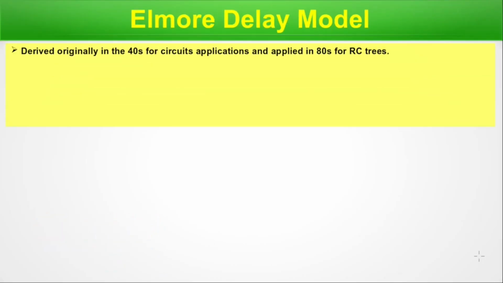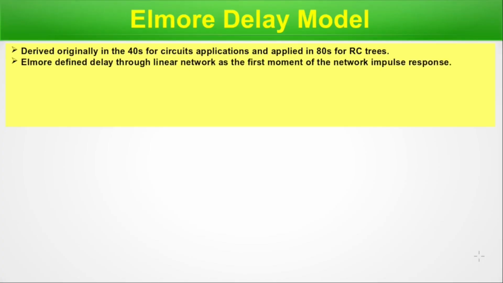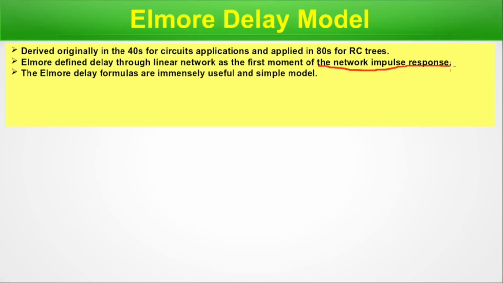Elmore delay model was derived originally in the 40s for circuit applications and applied in the 80s for RC trees. Elmore defined delay through a linear network as the first moment of the network impulse response. It gives the first order solution. The Elmore delay formulas are an immensely useful, simple, easy to use model. Layout people use a single time constant in algorithms. The solution we get is basically a single time constant solution and is more accurate compared to a simple length based scheme.